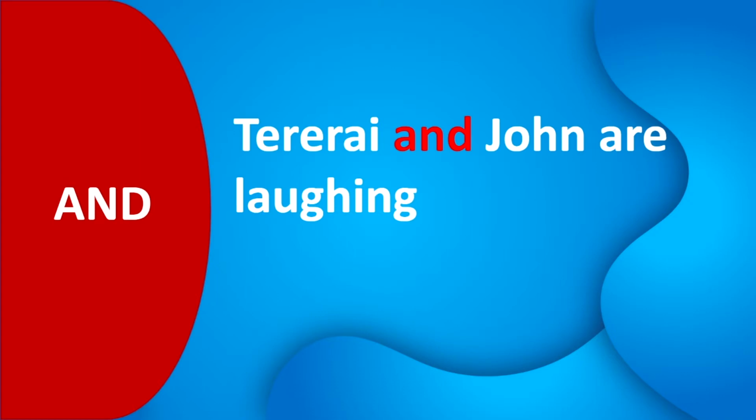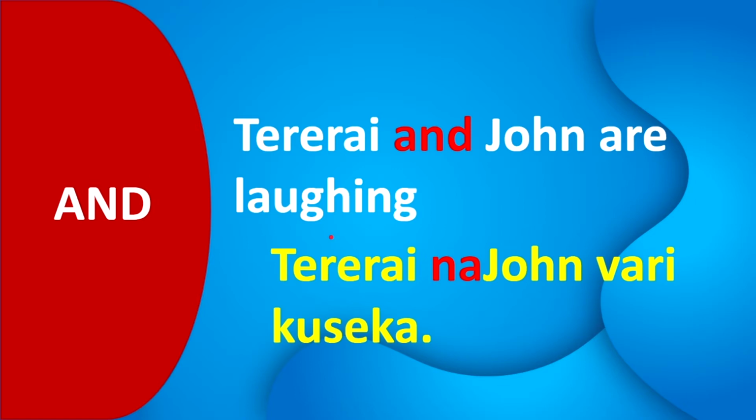For example, the first example that we have here is "Tererai and John are laughing". When we translate this to Shona, it becomes "Tererai na John vari kuseka". So look here, "and" is translated to "na". Why? Because we're talking about the specific names of people here.